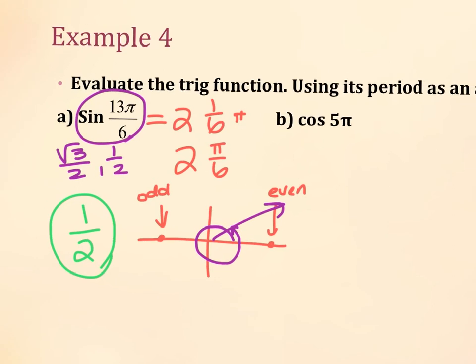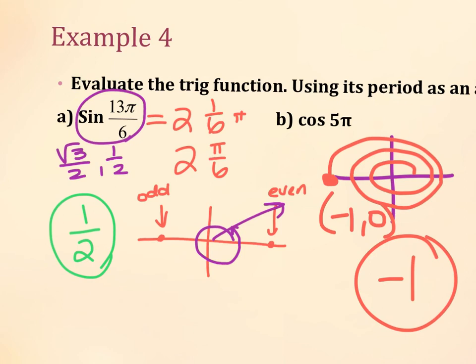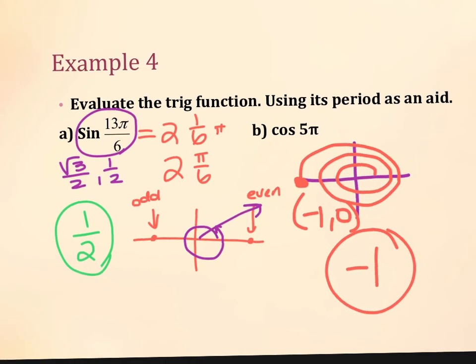For 5 pi, again, you could picture it. 5 pi, I would start here. This is 1 pi, this is 2 pi, this is 3 pi, this is 4 pi, this is 5 pi. And that point is negative 1, 0, making my cosine negative 1. Or you can just remember that odd whole numbers fall on the left. Even on the right, odd on the left. Makes your life a lot easier. Questions on that so far?